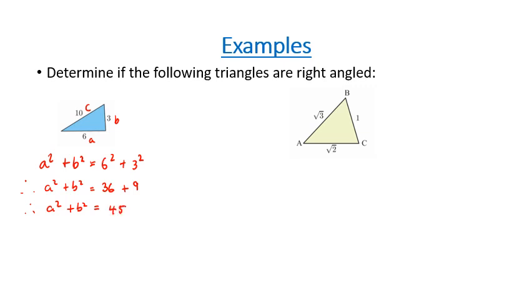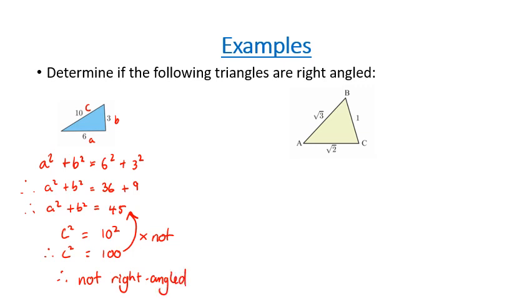Now, I need to work out my C squared and work out if that's exactly the same. My C squared is 10 squared. So my C squared is 100. And 100 does not equal 45. So therefore, this triangle is not right angled. Let's have a look at our second example.